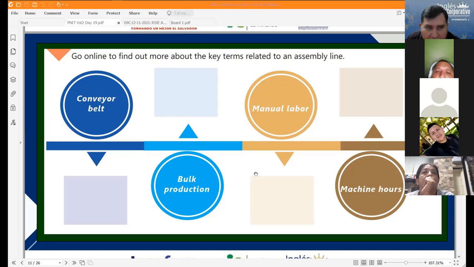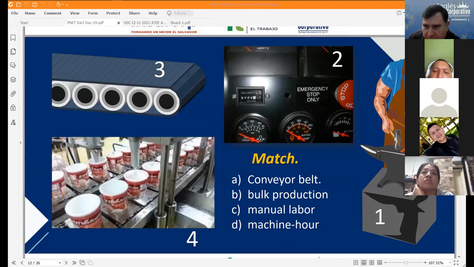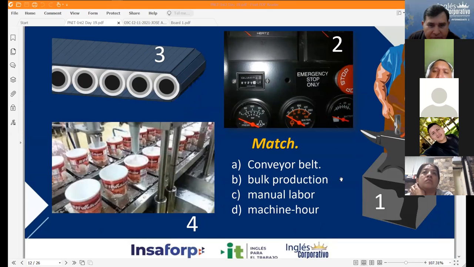Let's see. We have conveyor belt, manual labor, bulk production, machine hours. I'm not going to explain the meanings right now because we're going to work on that. Okay, here we go. What do we have to do? Match conveyor belt, bulk production, manual labor, machine hour with the pictures.